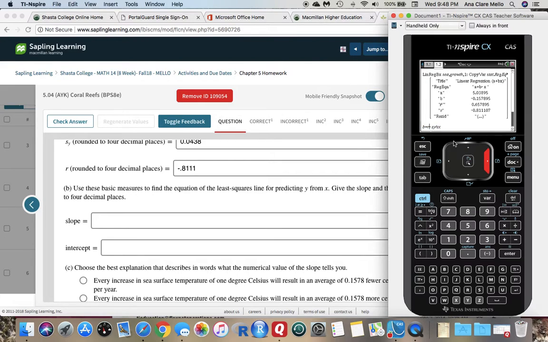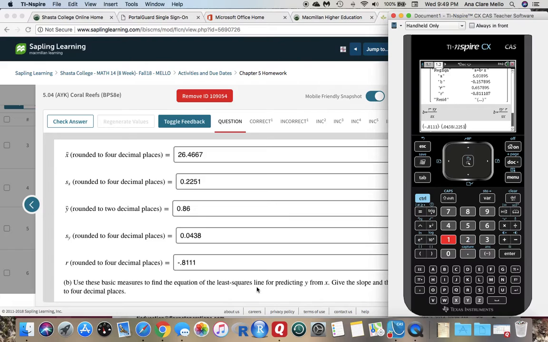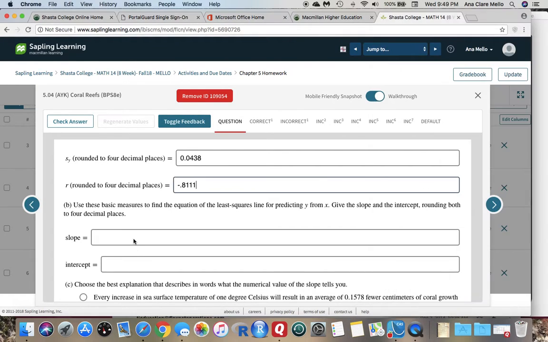So what I'm going to do then is take R, which was negative 0.8111, multiply that by the standard deviation of y, which was 0.0438, and I'm going to divide that by the standard deviation of x, which was 0.2251. So my B is now negative 0.1578, and it was to 4 decimal places.